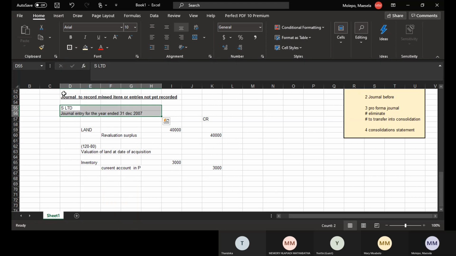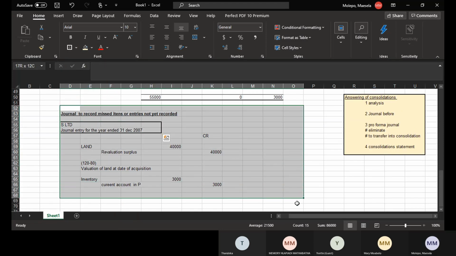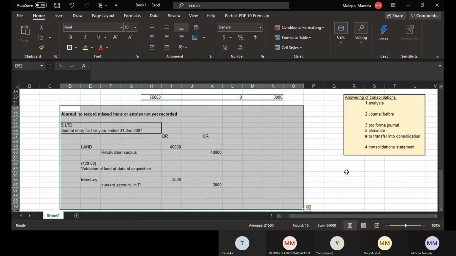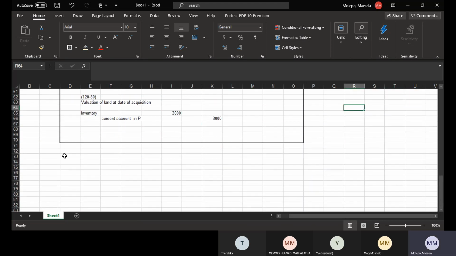Now we do journal number 3. So it's the pro forma journal. On the pro forma journal, as I said, I will only focus on the journals that are not repetitive in nature. So we're going to have the debit and the credit.